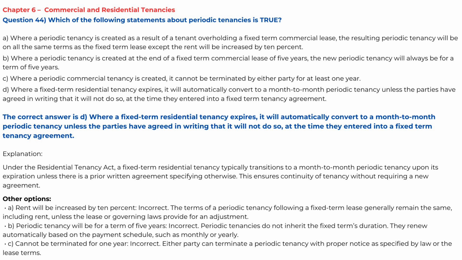Other options. A. Rent will be increased by 10%. Incorrect. The terms of a periodic tenancy following a fixed-term lease generally remain the same, including rent, unless the lease or governing laws provide for an adjustment. B. Periodic tenancy will be for a term of 5 years. Incorrect. Periodic tenancies do not inherit the fixed term's duration. They renew automatically based on the payment schedule, such as monthly or yearly. C. Cannot be terminated for 1 year. Incorrect. Either party can terminate a periodic tenancy with proper notice as specified by law or the lease terms.